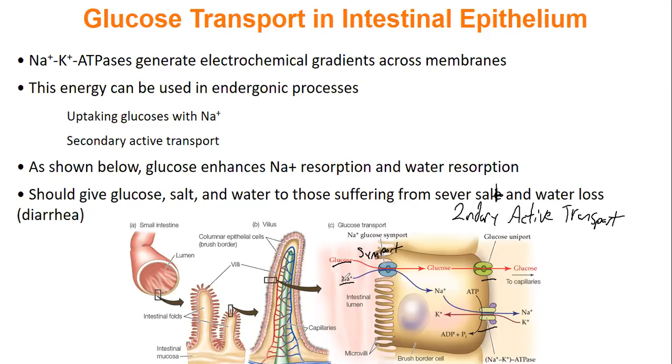salt and water loss. And in fact, once this thing was discovered and that treatment option was presented, yearly deaths from diarrhea dropped by like 4 million people, right? It was like 6.4 million, now it's like 2.4 million or something like that. But yeah, any questions about secondary active transport or how we bring glucose into the cell? If not, we'll move on.